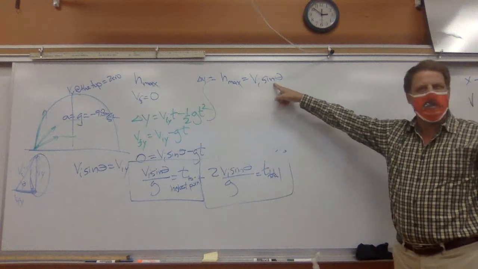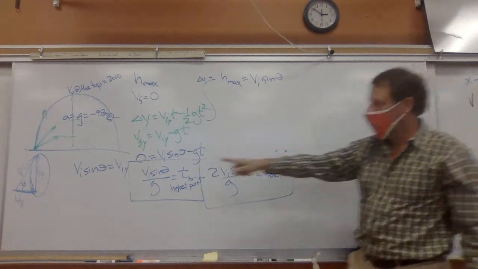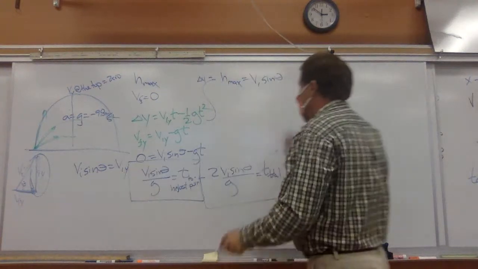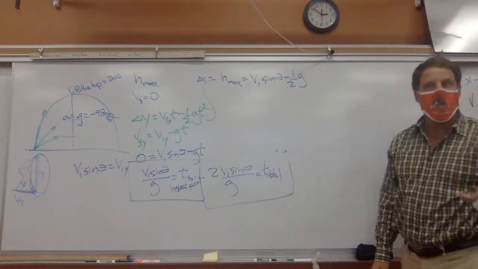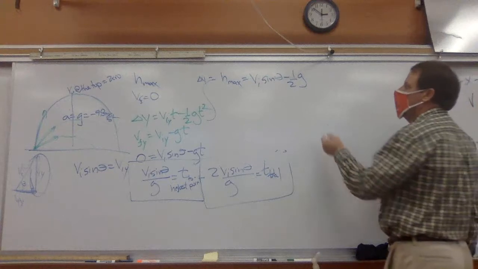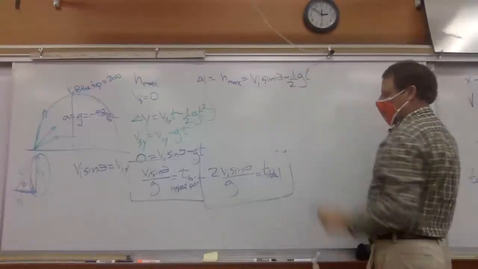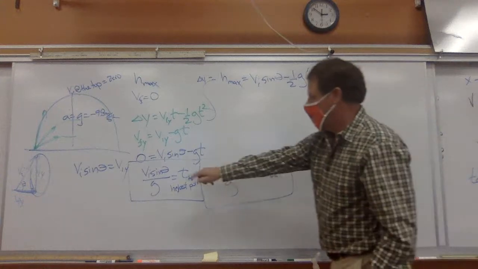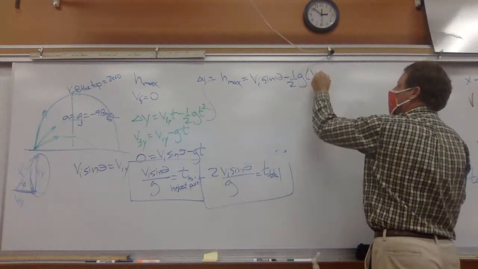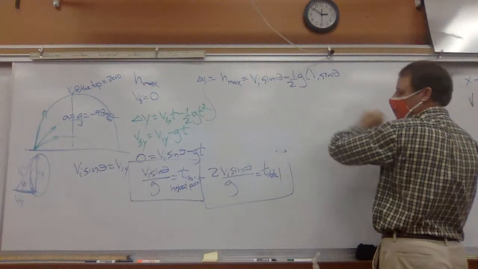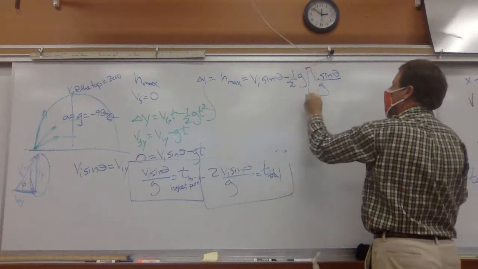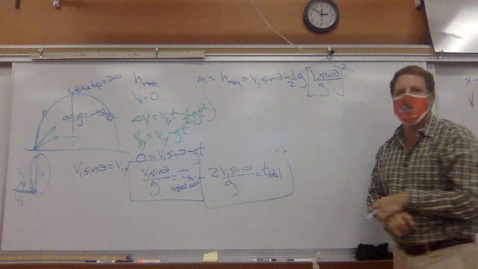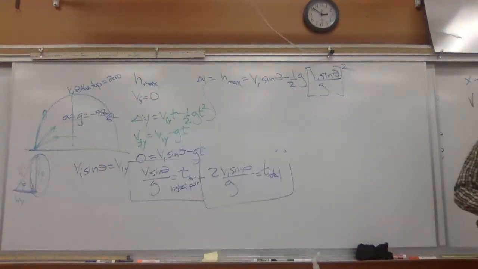That's equal to VI sine theta, right? Because VI sine theta is VIY. And now we're going to say minus 1/2 G, which is going to be 9.8 on the surface of the Earth, times T, times this T, which is going to be VI sine theta over G. This whole quantity gets squared. Because that's the entire time.